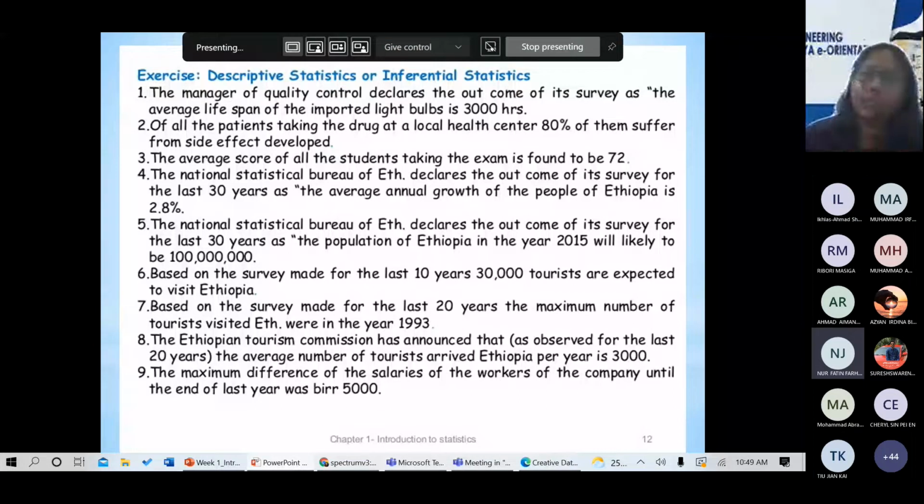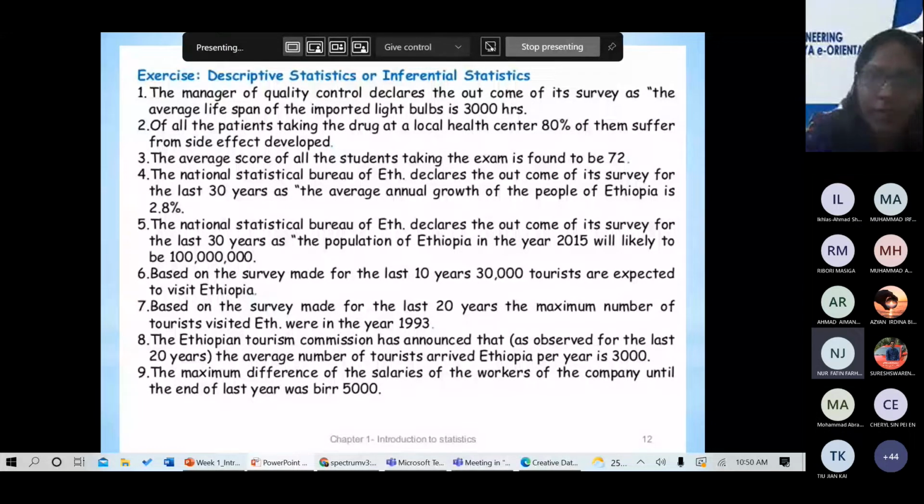See, the whole idea is you take a sample and then you give an output of a sample, then we are being descriptive. But if we are talking about the whole population of all the patients taking the drugs, that means they're saying of everyone taking the drugs, 80% of them suffer from the side effects developed. So is this descriptive or inferential? Inferential. Okay, right. We do the comparison.